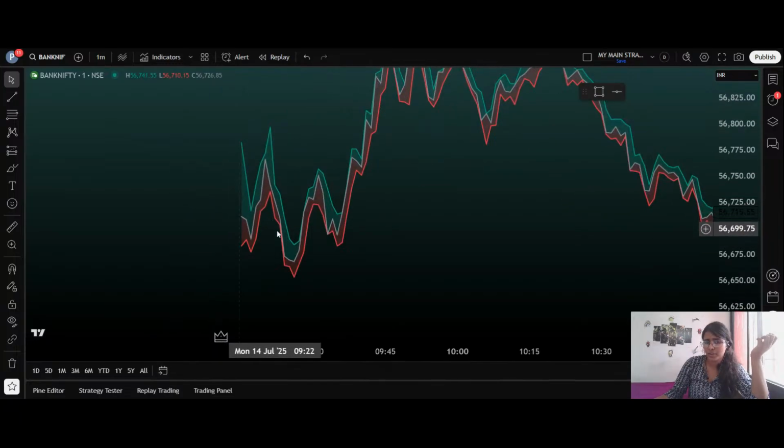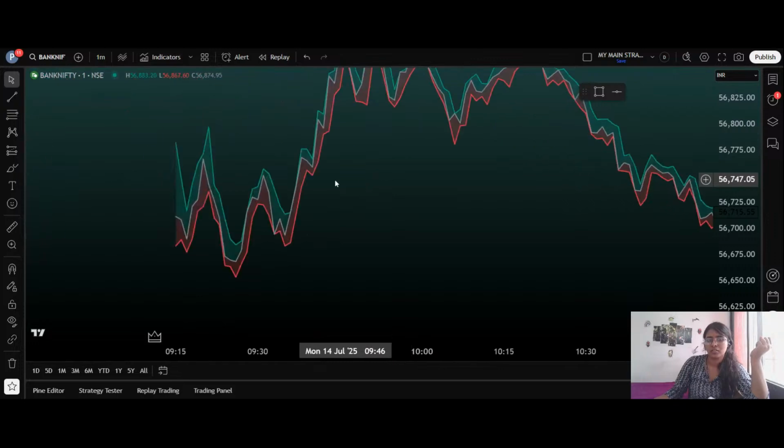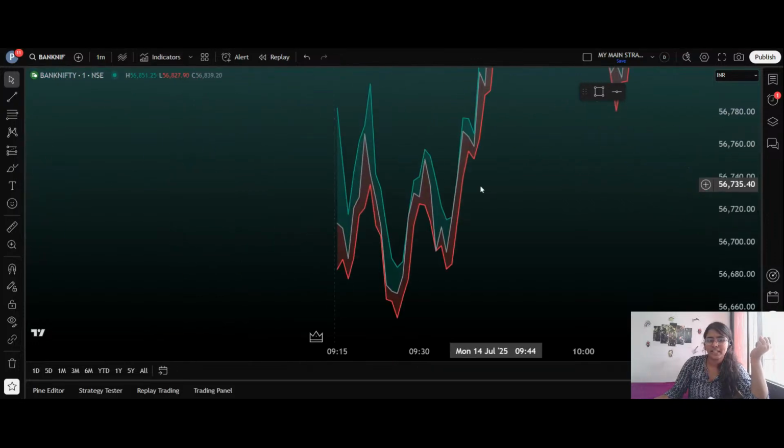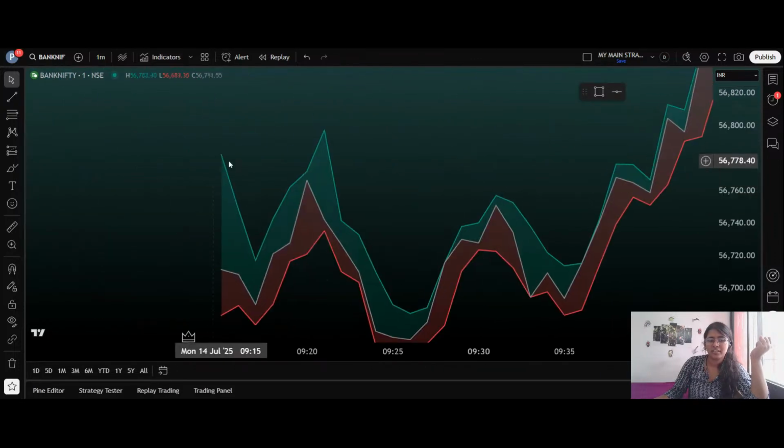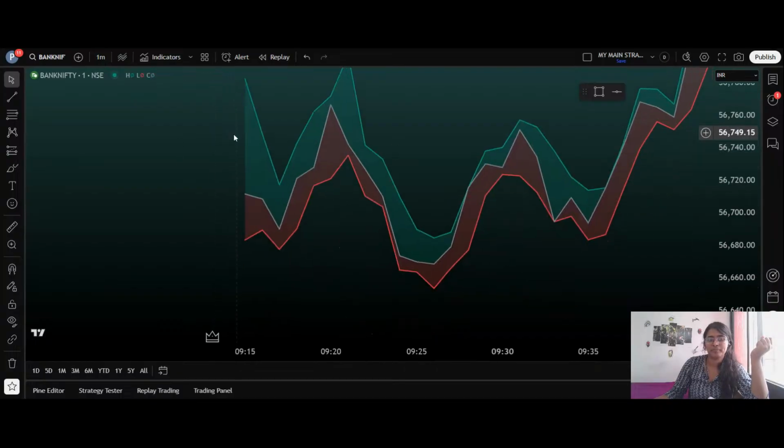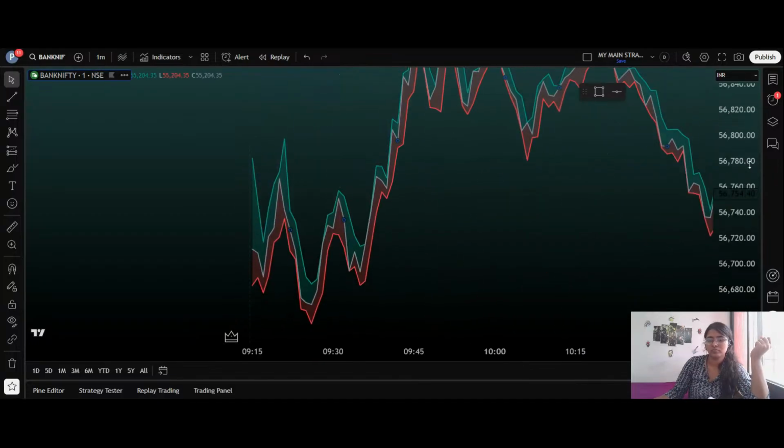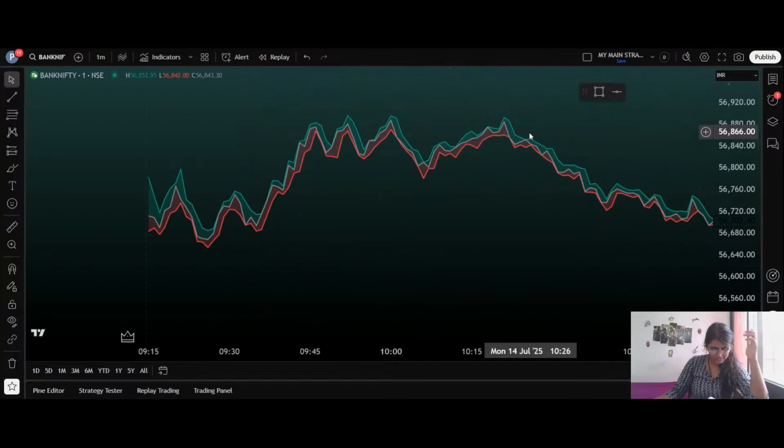See this red line, which is made up of the low prices. This white line is made up of the close prices, and this green line is made up of all the high prices. So this we call the HLC chart, where the green line is all the high prices, how they move. The white line is all the close prices, how they move. And the red line is all the low prices, how they move. This we call the HLC chart.